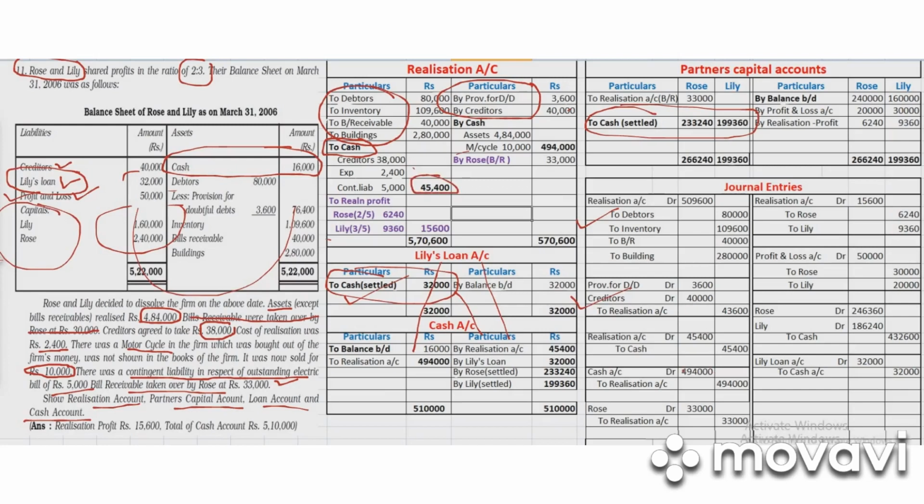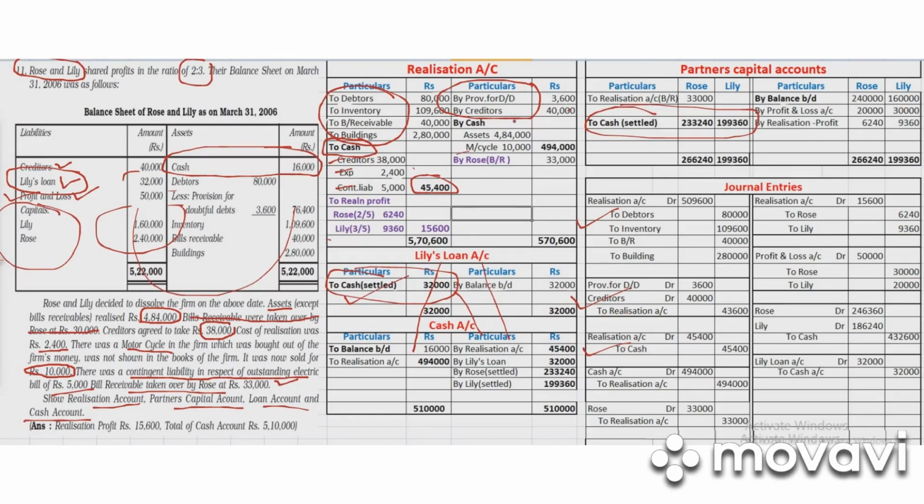So what is the journal entry? You can see the journal entry here. Realization account debtor to cash account 45,400, and you give the narration. In all the cases you give the narration very short. Okay, so in the narration you include those items: creditors, expense, contingent liability, etc. Okay, right.